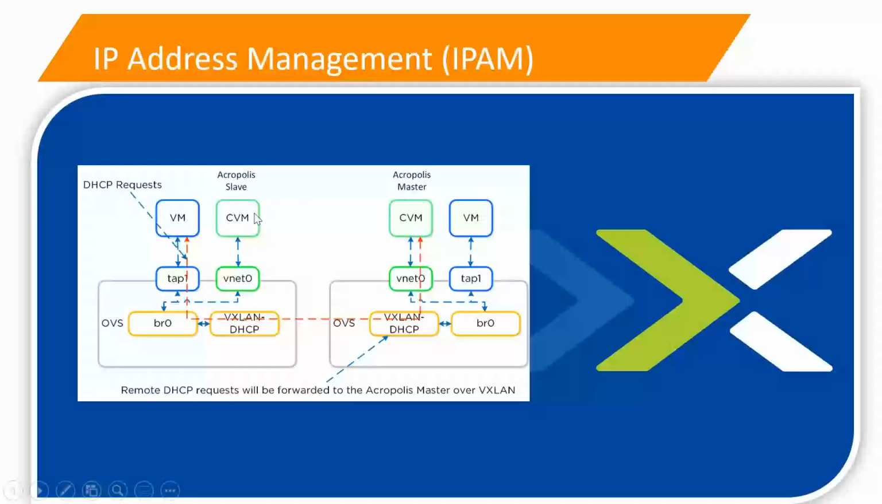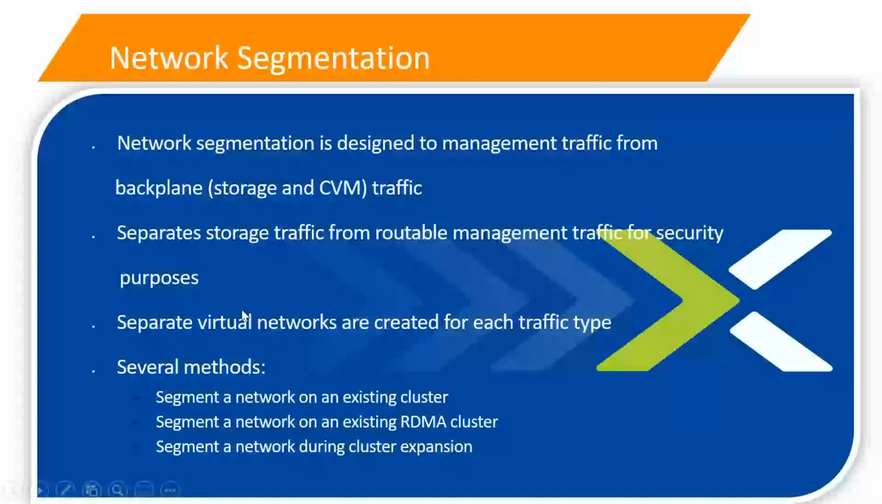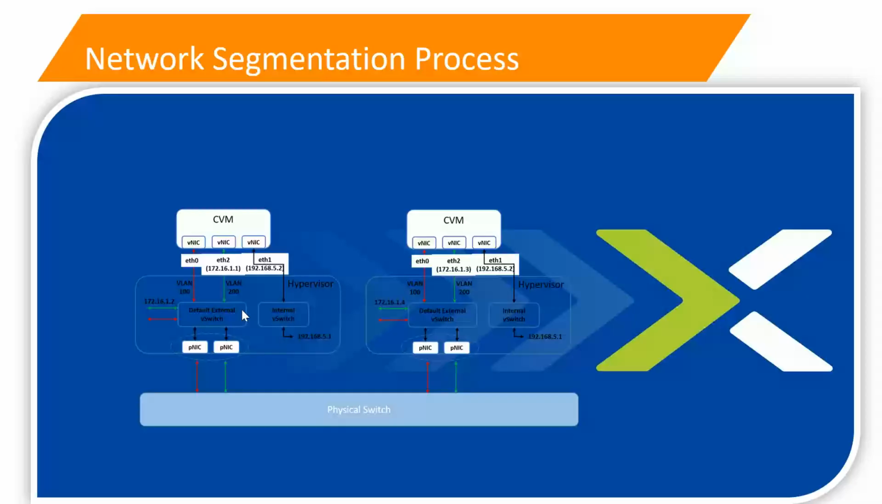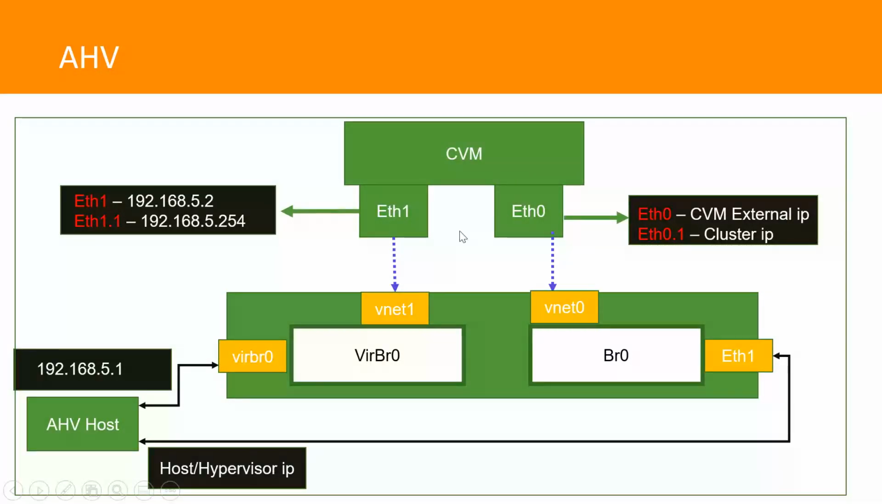So see here, this is an Acropolis slave and this is the Acropolis master, this CVM. So now a VM running here needs an IP address, so it sends the DHCP request. It is encapsulated as VXLAN, and then it immediately checks who is the Acropolis master. Then the request is forwarded to the Acropolis master. So this master is actually hosting the DHCP, so it immediately responds with the IP. Okay. So come back to this network segmentation, but then moving to the CVM interfaces, internal vSwitch, all that I told, right?